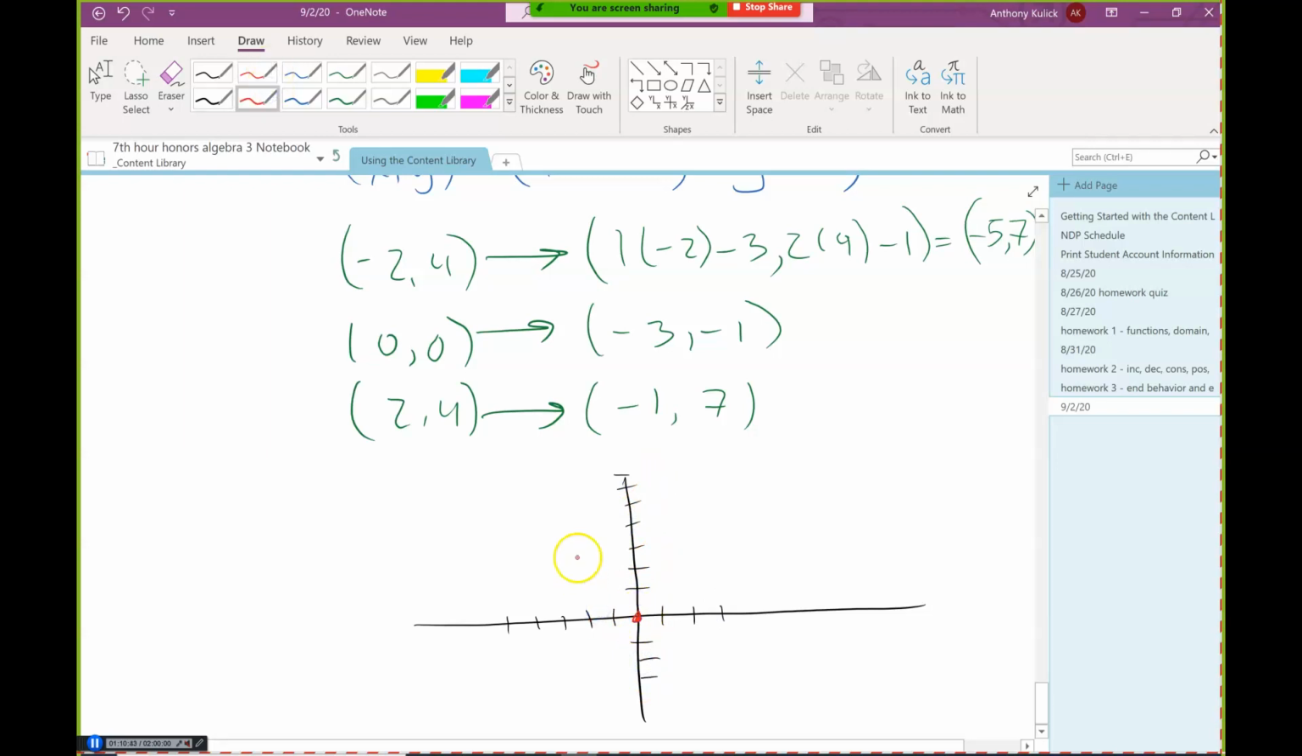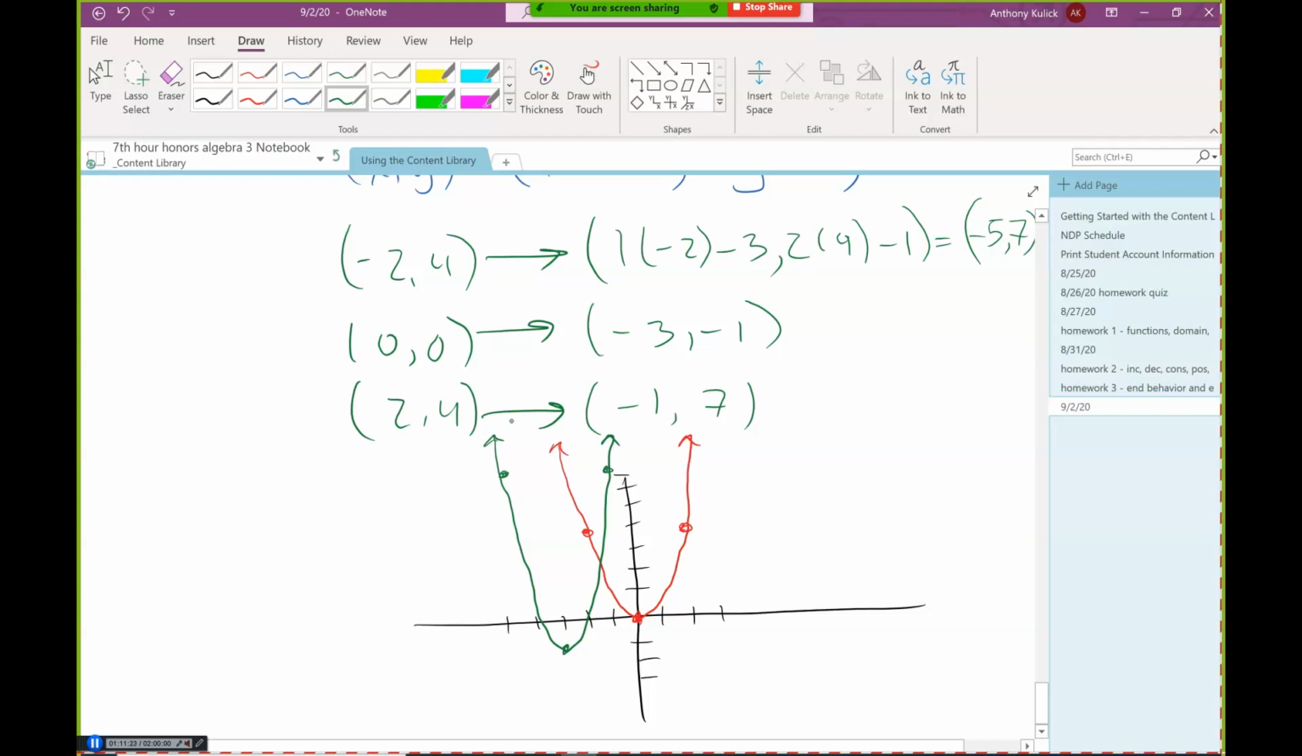So my original function, or my pre-image function, looks like this. And my resulting function here, I'll do that in green, I guess. So negative 5, 7, negative 3, negative 1, and then negative 1, 7. Looks like this.